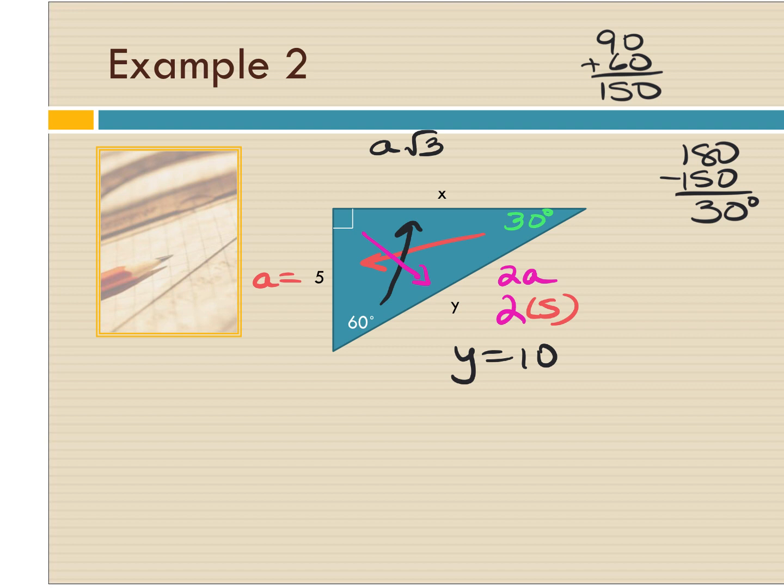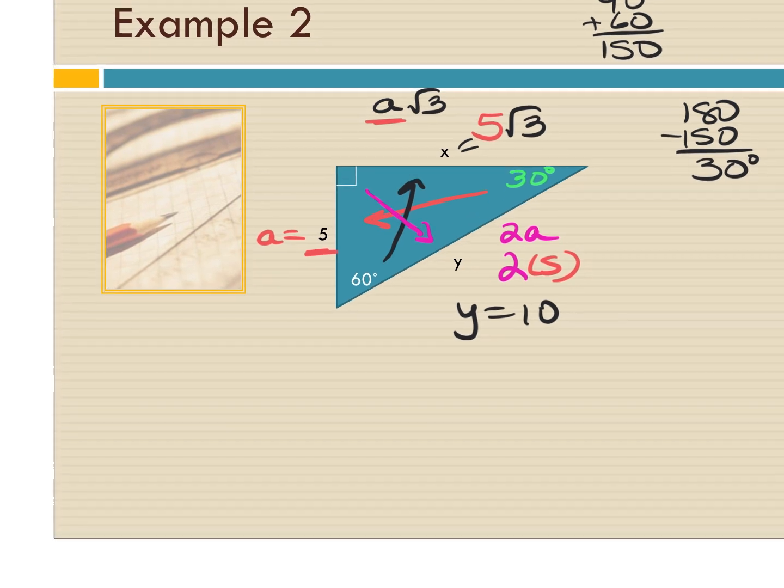For X, all I have to do is take what A equals, put it here, and then put square root 3 behind it. And that's what X equals. So it's just a matter of memorizing where everything is located and then plugging it in to get the lengths of the sides. Now, let me add 2 more. I'm just going to add some different numbers just to give you some more practice.